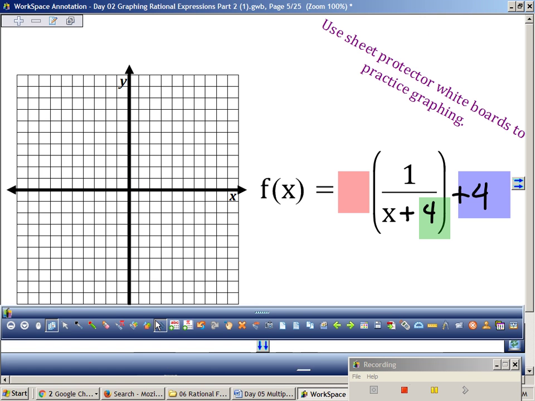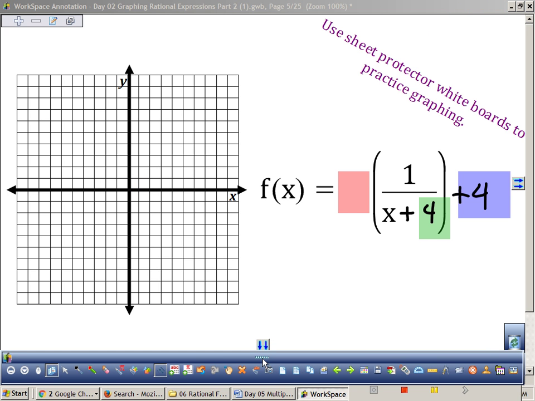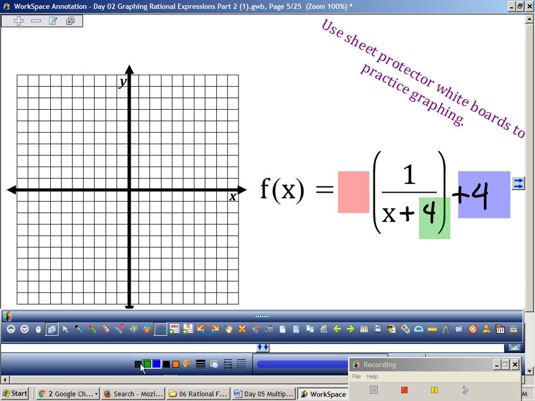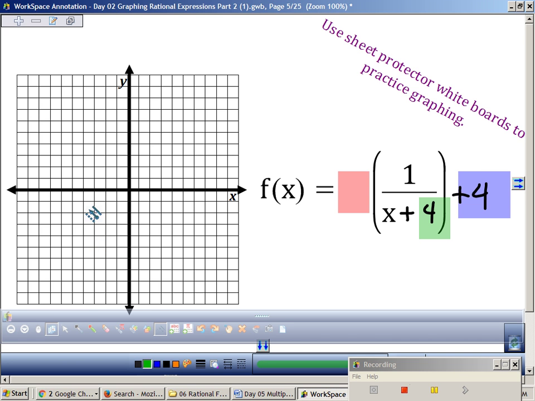Alrighty. So first we want to do our asymptote. So our asymptote, our vertical one is to the left 4. Where's the x? 1, 2, 3, 4. Wrong one. 1, 2, 3, 4. And then this one says to go up 4 for my horizontal. 1, 2, 3, 4. It's not down 4, it's up 4.